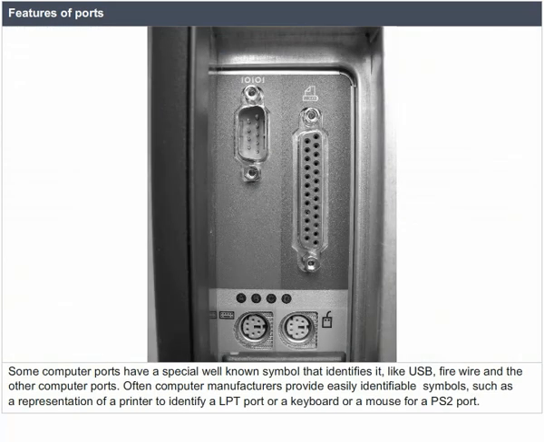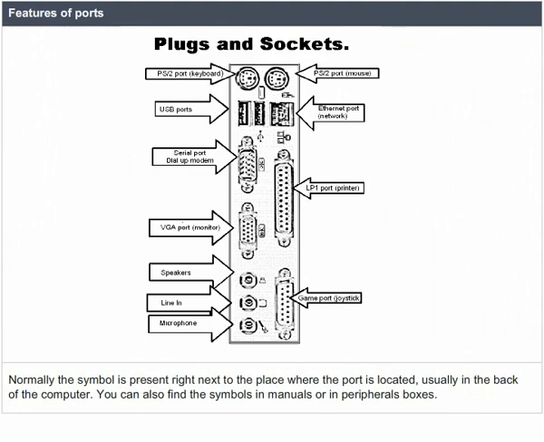Some computer ports have a special well-known symbol that identifies them, like USB, FireWire, and other computer ports. Often, computer manufacturers provide easily identifiable symbols, such as a representation of a printer to identify an LPT port or a keyboard or a mouse for a PS2 port. Normally, the symbol is present right next to the place where the port is located, usually in the back of the computer. You can also find the symbols in manuals or in peripherals boxes.